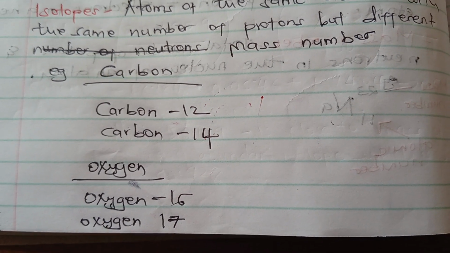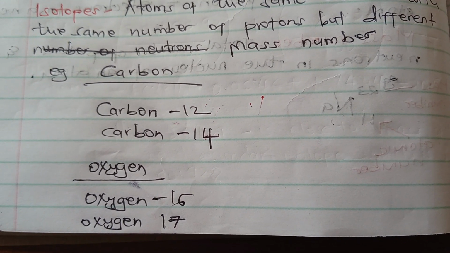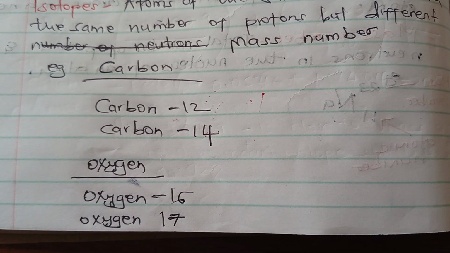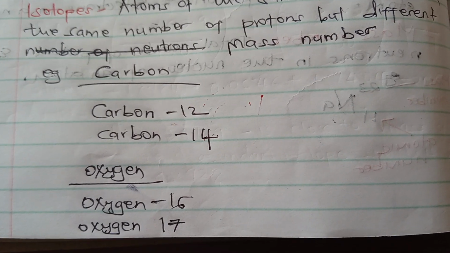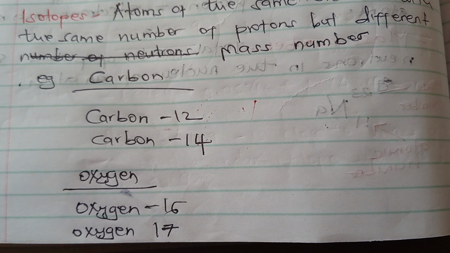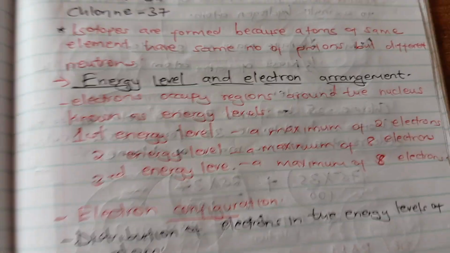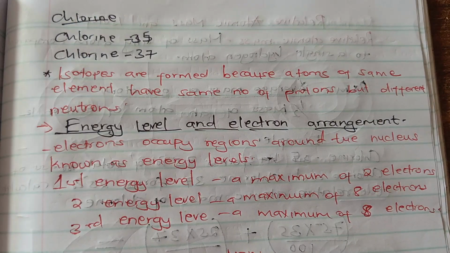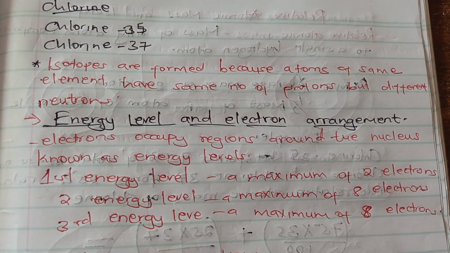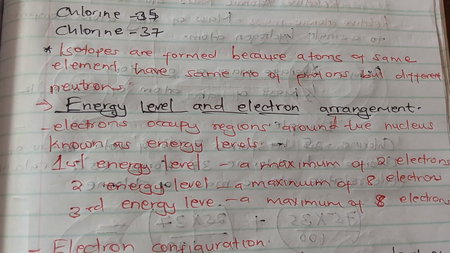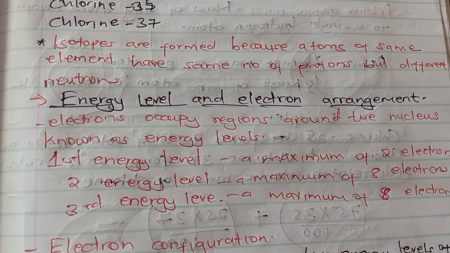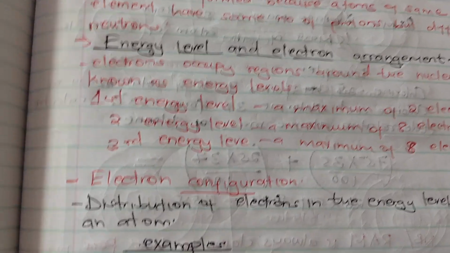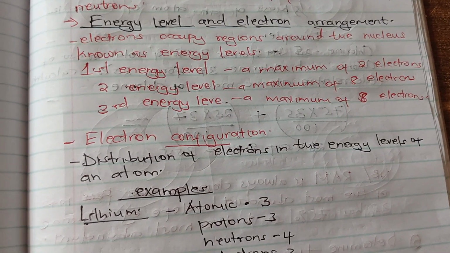For example, carbon, we have carbon 12 and carbon 14. The only difference is that carbon 14 has more neutrons than carbon 12 because the atomic number is the same. Oxygen, the same. We have oxygen 16 and oxygen 17. The difference again is the number of neutrons. Chlorine, there is chlorine 35 and chlorine 37. Again the difference is the neutron number. So isotopes are formed because atoms of the same element have the same number of protons but different numbers of neutrons.